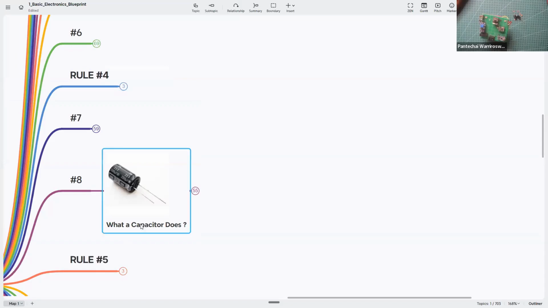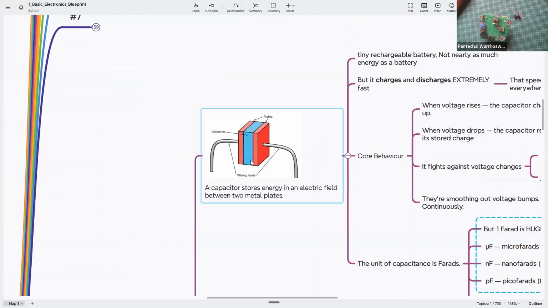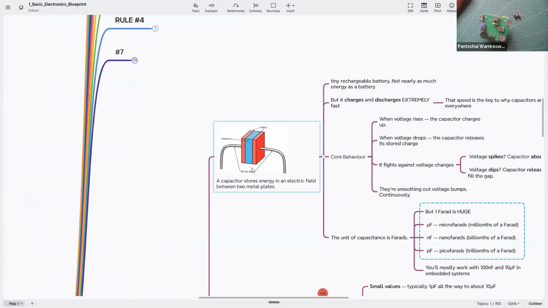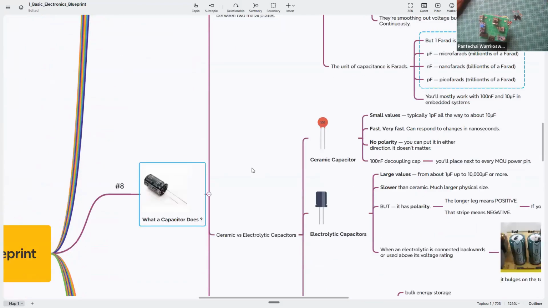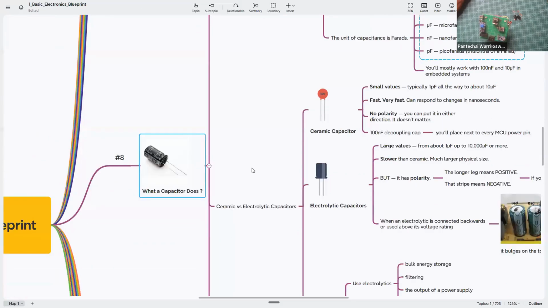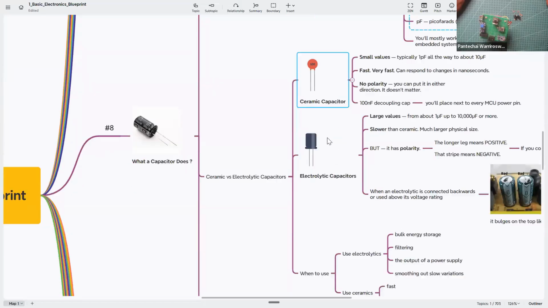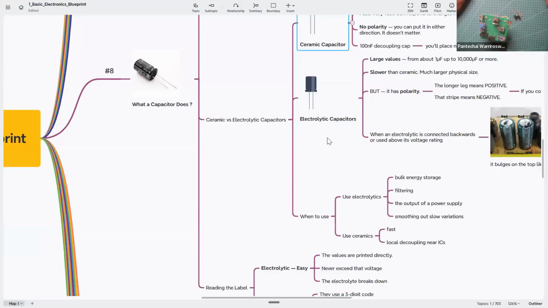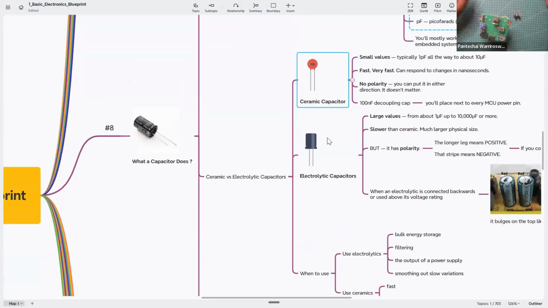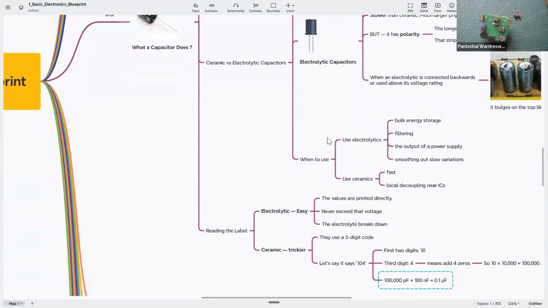Already in our previous session, we explored capacitors in detail, right? I hope you all remember what a capacitor is and what its units are. We also discussed the difference between ceramic and electrolytic, because without knowing this difference, you won't know what kind of capacitor to go for if a problem occurs in a certain product. We also discussed how to find the values of both ceramic and electrolytic capacitors.